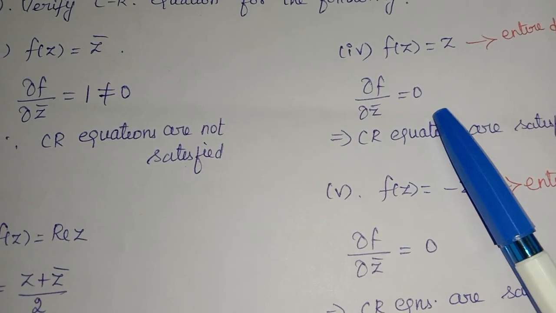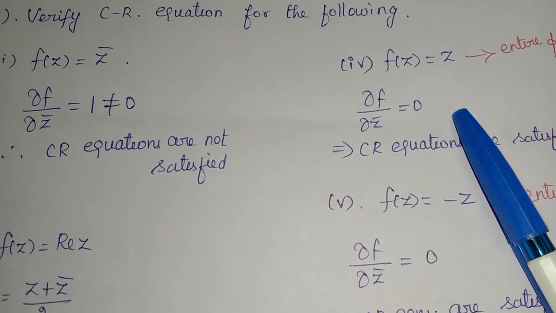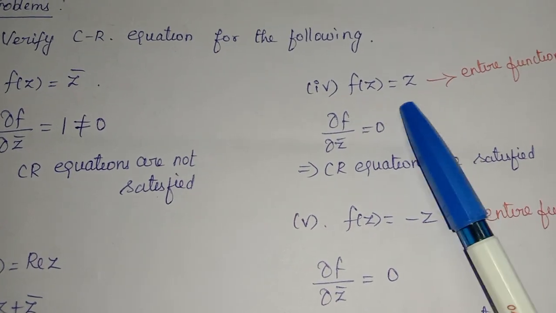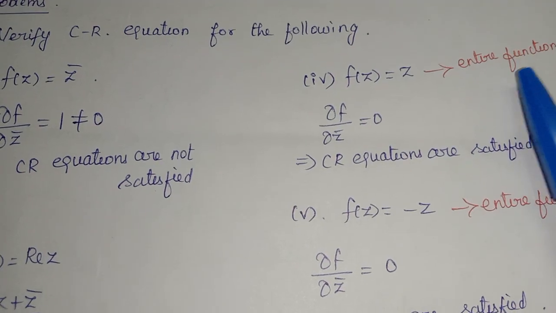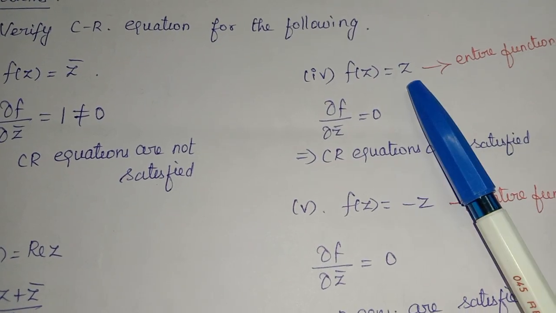So what do we say? At all points the function is analytic. So that means what? If it is analytic at all points in the complex plane, it is called an entire function. Okay, so this is an entire function.